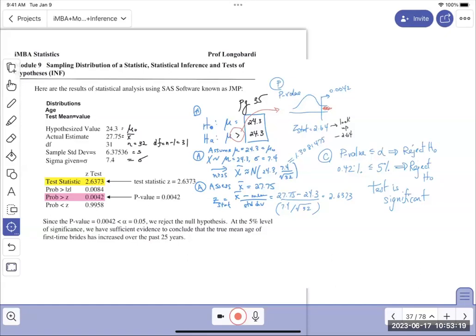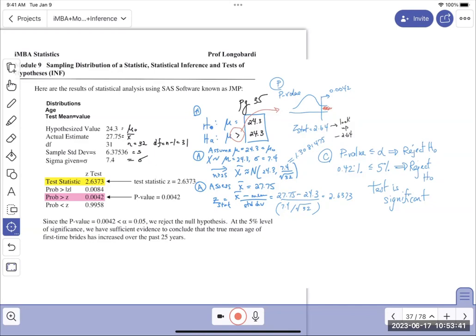Okay, any questions, comments? So we never used S. The output would give you S, but you don't use S in this case. Now, when will you use S? What is S all about? We're going to talk about that next.